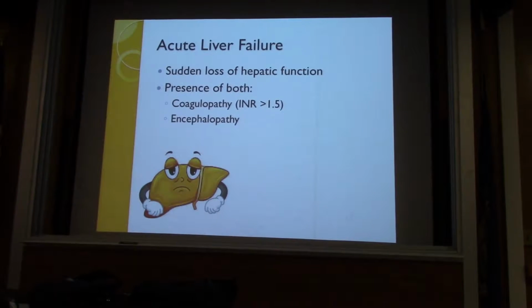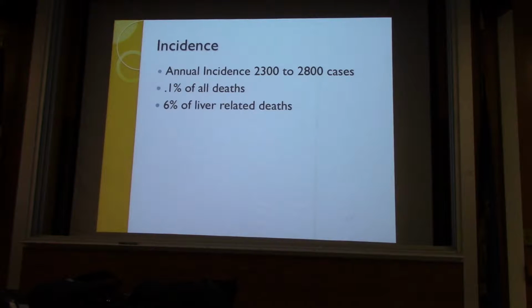Acute liver failure is the sudden loss of hepatic function in someone who otherwise has normal liver function. That's defined as a coagulopathy of an INR greater than 1.5 and an encephalopathy. The incidence is about 0.1% of all deaths. It's 2,300 to 2,800 cases per year, and it's responsible for 6% of all liver-related deaths.